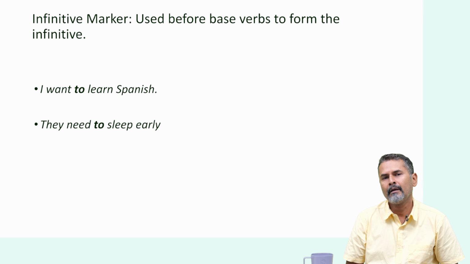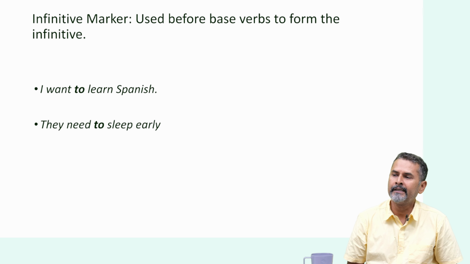It can be used to form the infinitive form of the verb. All verbs have a basic or infinitive form. For example, the infinitive form of eat is to eat. The infinitive form of run is to run. The infinitive form of fly is to fly. So in order to form the infinitive form of the verb, we have to use the preposition to.